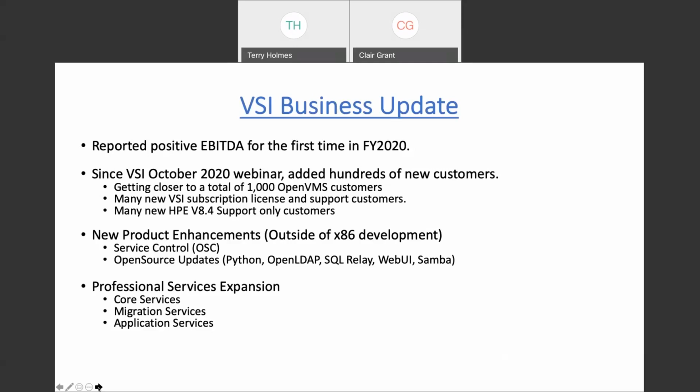So for those of you who want to look into the future and move forward, please, we welcome the chance to have these conversations with you, because we want to move forward with you and make sure your OpenVMS environment is vibrant, and as we continue to modernize.